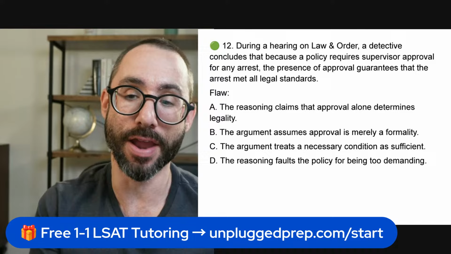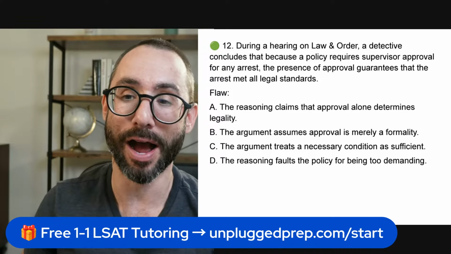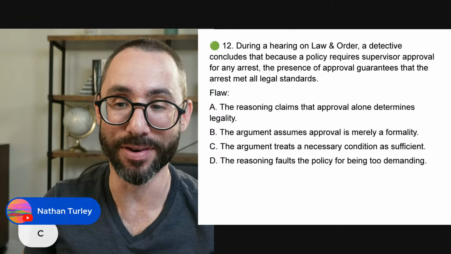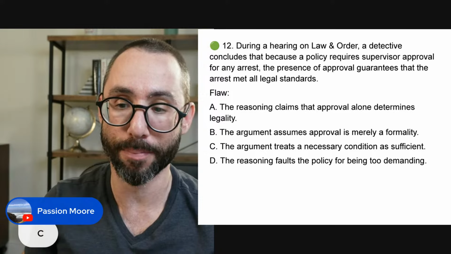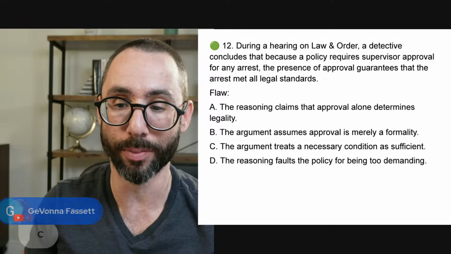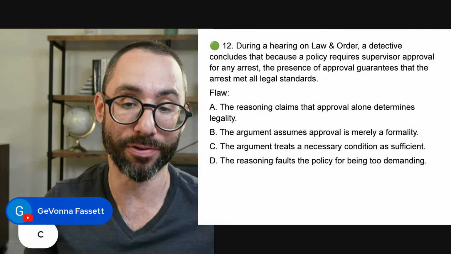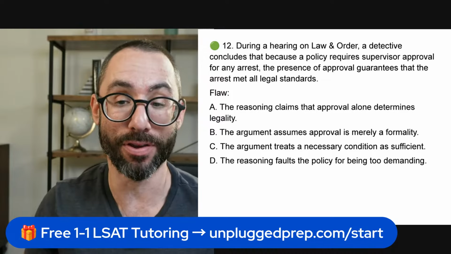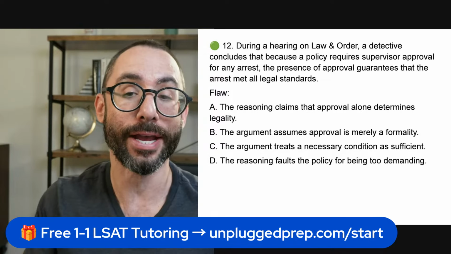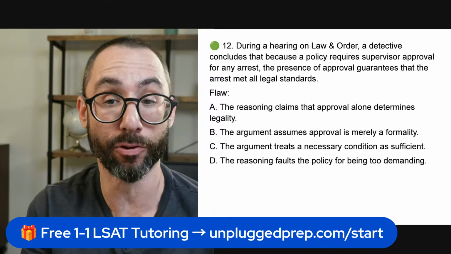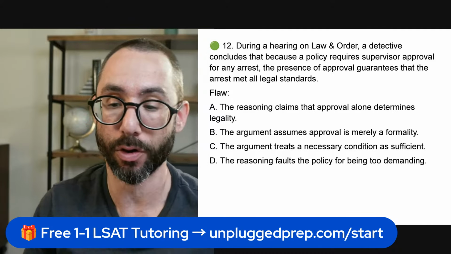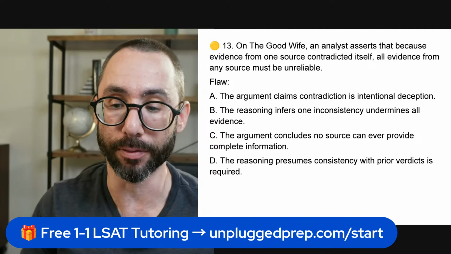So this is necessary-sufficient confusion. I see a lot of folks got it. Awesome. I see Nathan, Anne, Marlo, Passion, Valentina, Autumn, Giovanna, all saying choice C as in Charlie. The answer is in fact C, folks. Well done. It treats a necessary condition, the supervisor approval, as being sufficient. Well done. On to number 13.